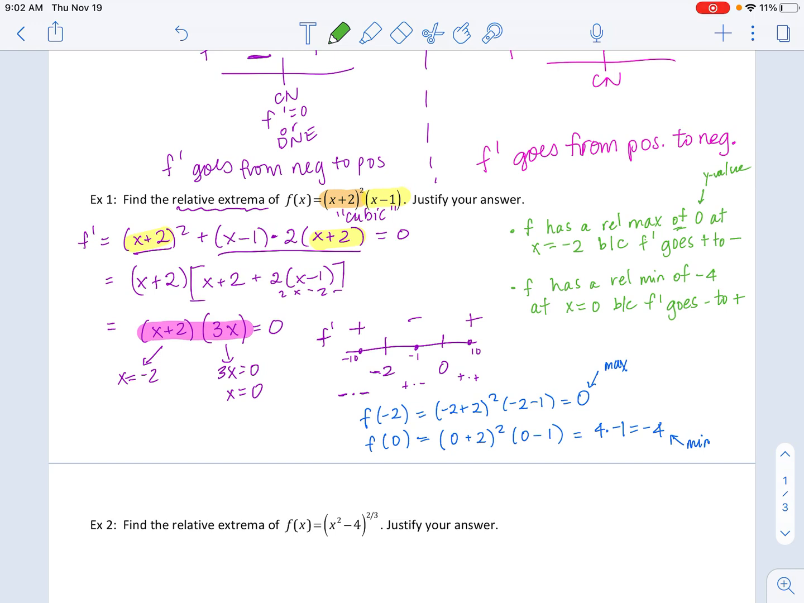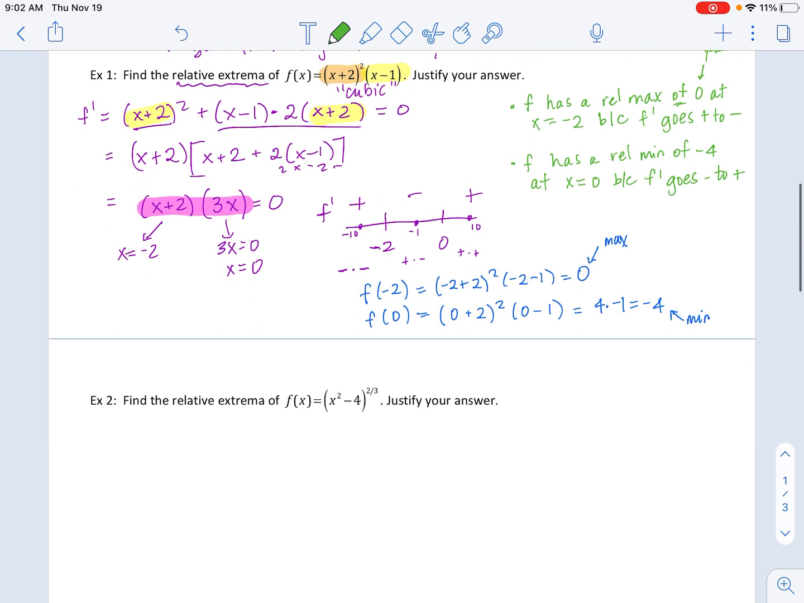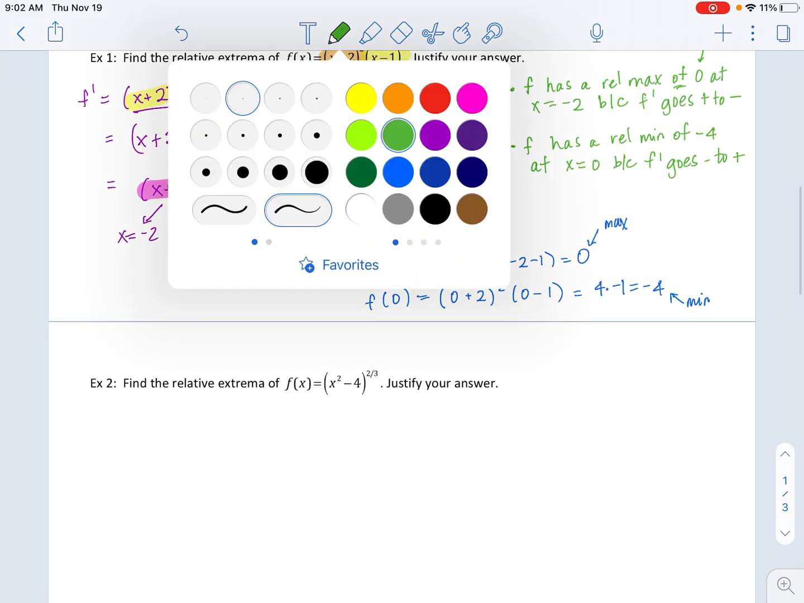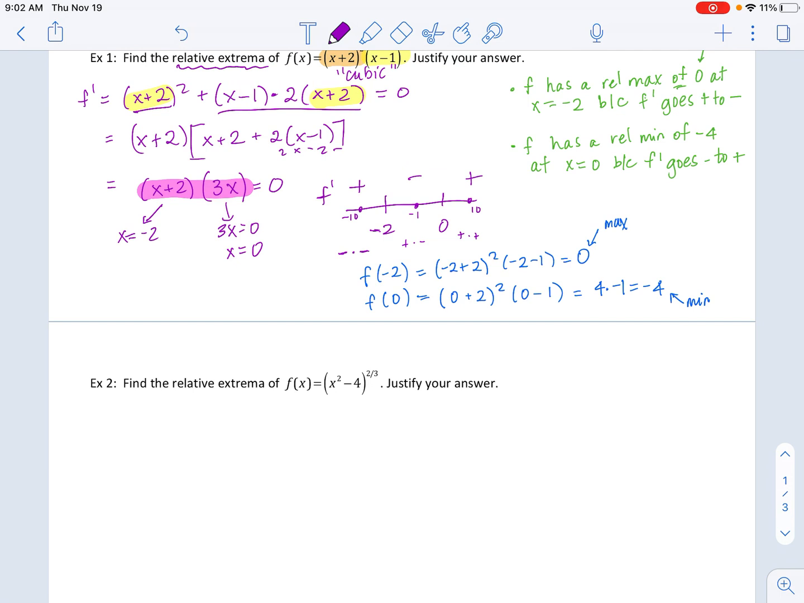Yeah, no, let's just let that simmer. Okay, let's do it again here. We got a new type of function in example 2. I'm going to do the same ideas. I'm going to do critical numbers first, with a sign chart.